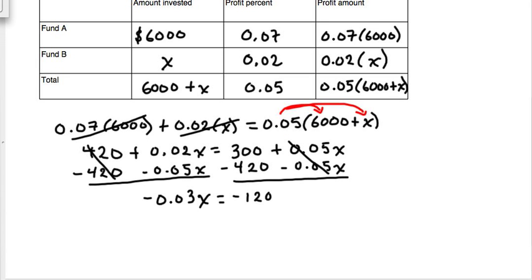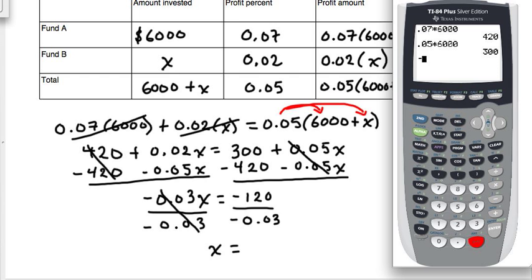Next, we have to isolate the X, and in order to do that, we're going to divide both sides of the equation by negative 0.03. Negative 0.03 divided by negative 0.03 becomes a positive 1, and we're left with positive 1X. Let's go back to our calculator here. Negative 120 divided by negative 0.03 should get us a positive 4,000.